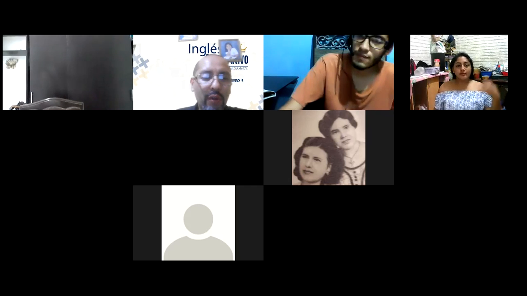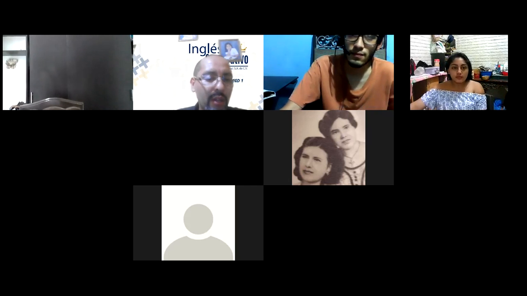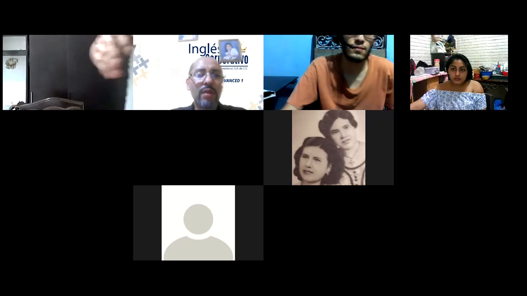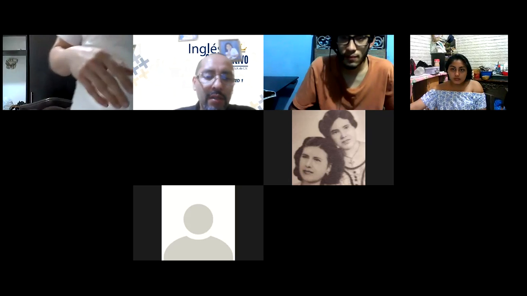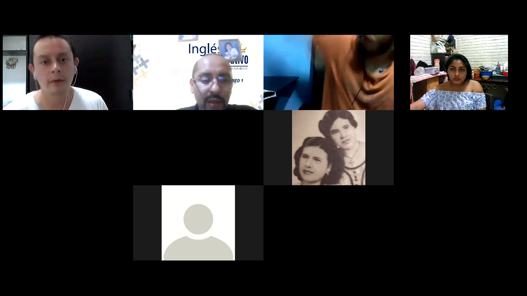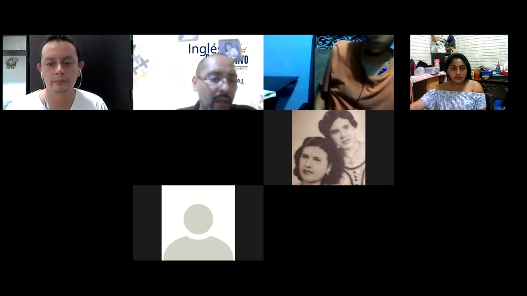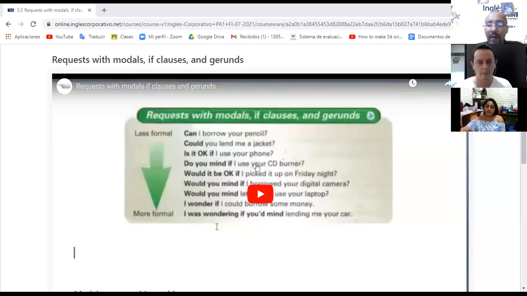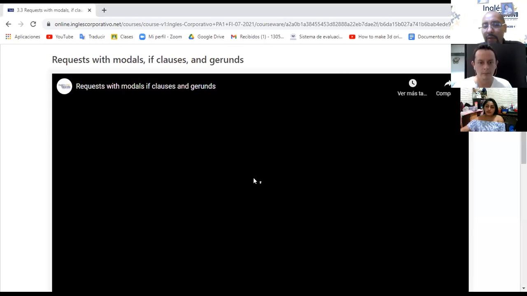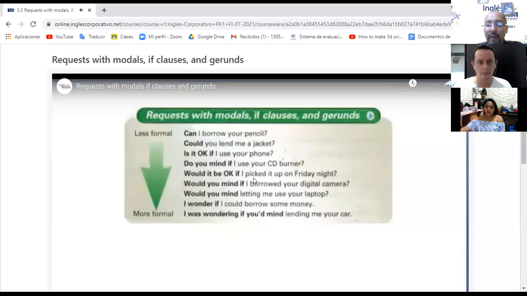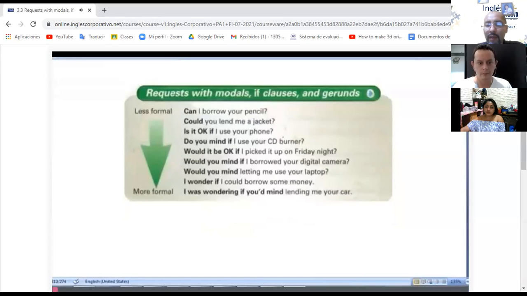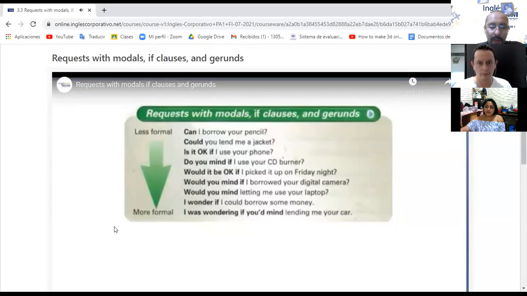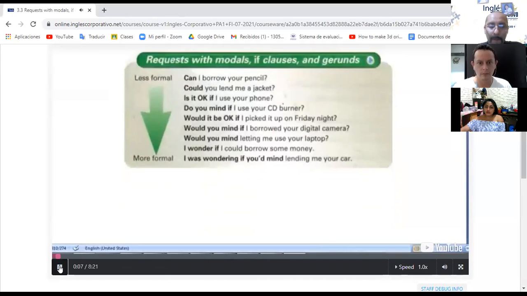We are going to continue a little bit with the topic from yesterday, which was modal verbs. Remember, the idea for modal verbs is a couple of things. It's for requests, and that is what we are going to look at specifically. We have requests with modals, if clauses, and gerunds. By the end of this class, you'll learn how to ask for favors using modals.